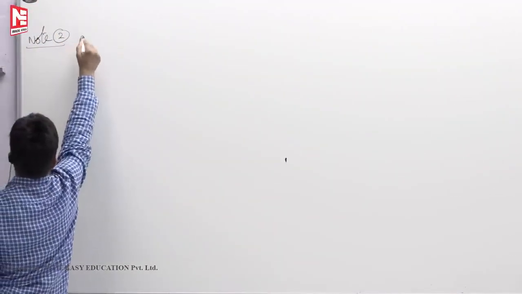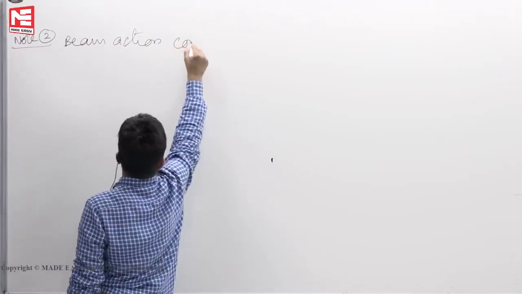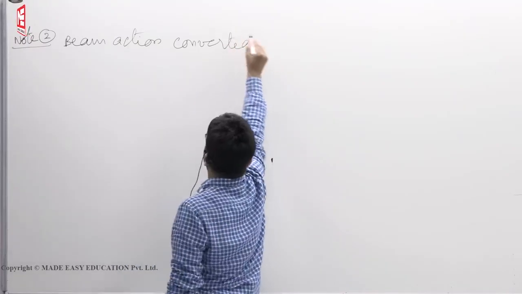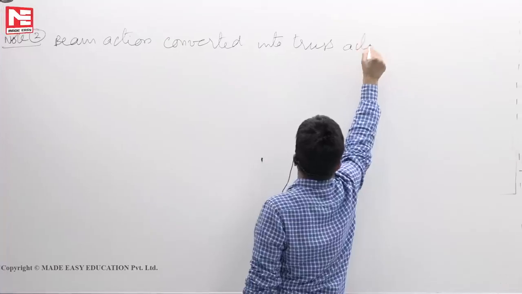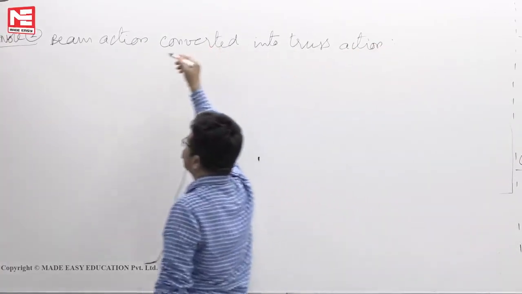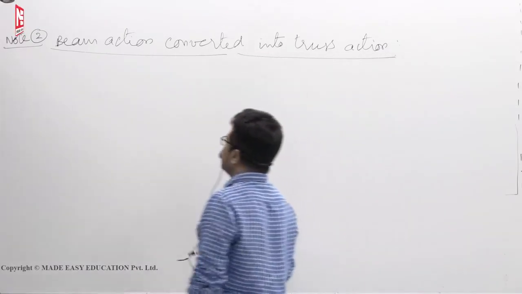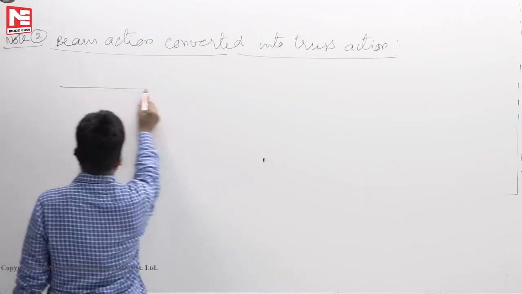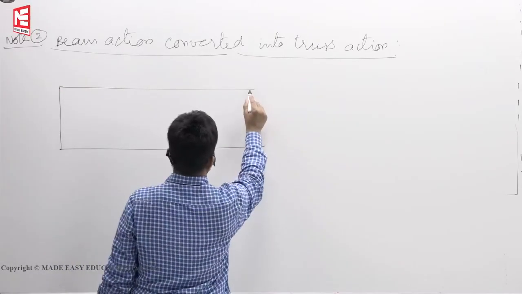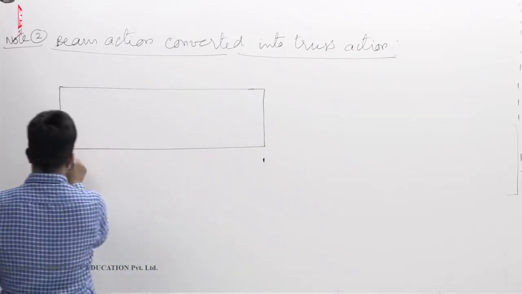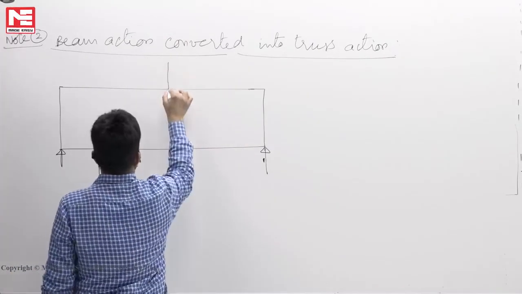Note 2: beam action converted into truss action. That means how trusses evolved. We want to see that now. Assume that we have a beam like this, subjected to some loading.